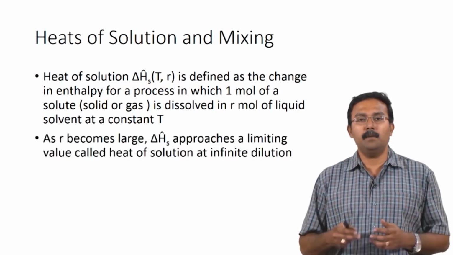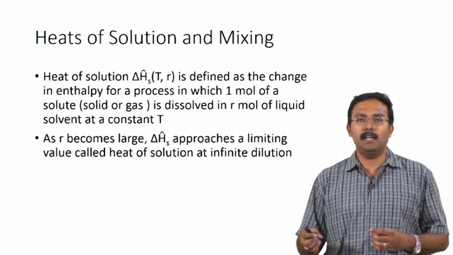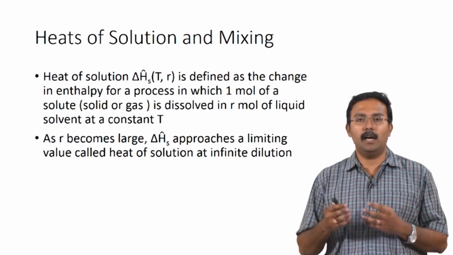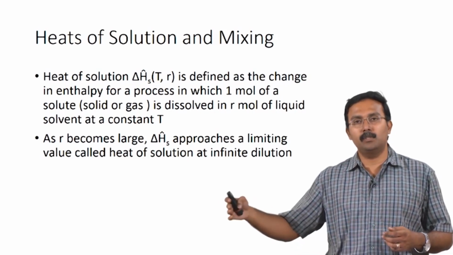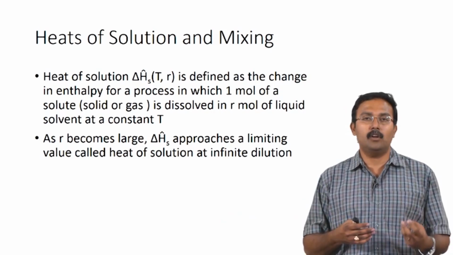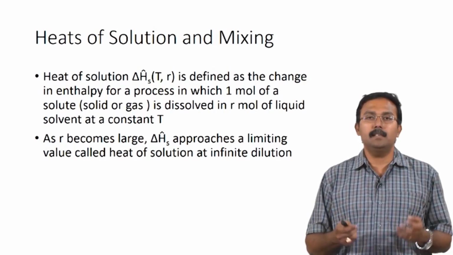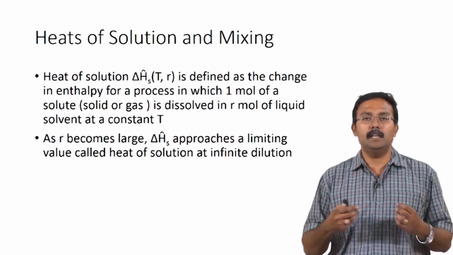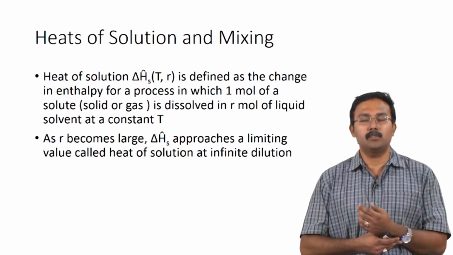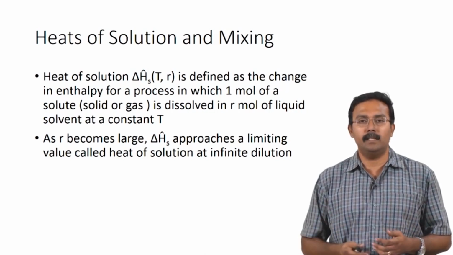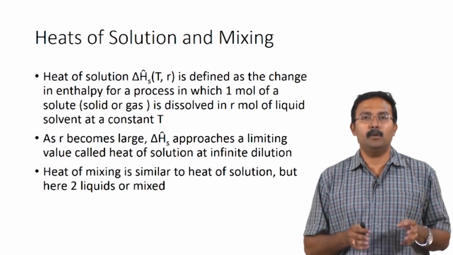If R becomes very large, then delta Hs cap approaches a limiting value which is called the heat of solution at infinite dilution. As R keeps increasing, the concentration of the solvent goes up to a very large level, and the concentration of solute is infinitesimally small in that kind of situation, and this is called infinite dilution. The heat of solution then reaches a plateau and remains constant, which is called the heat of solution at infinite dilution.